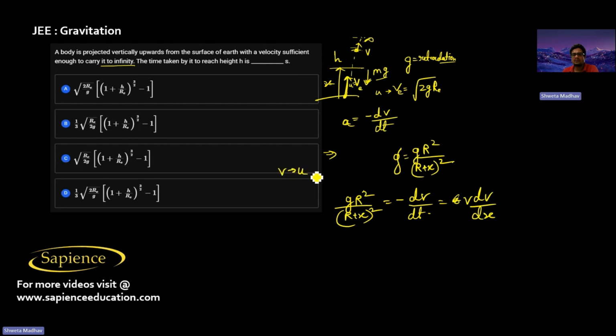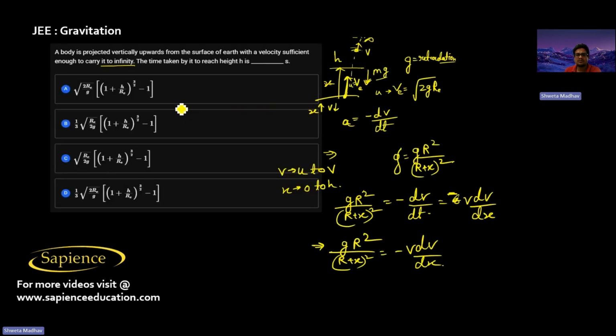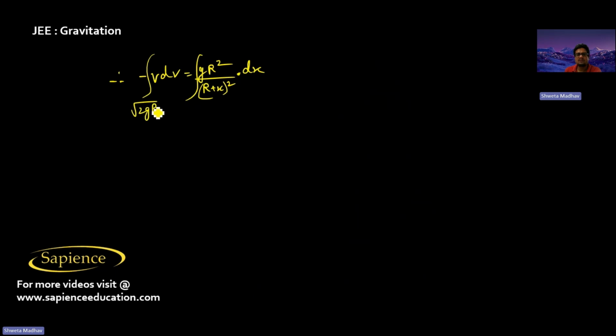Now velocity is going from u to v, and x is going from 0 to h. Velocity is decreasing with x: x is increasing and velocity is decreasing. So I will say it is minus v dv by dx. Therefore gR square by R plus x whole square is equal to minus v dv by dx. Now we have to integrate. Therefore minus v dv is equal to gR square by R plus x whole square into dx. Now the integral of v will go from ve, that is root 2gR, to v.